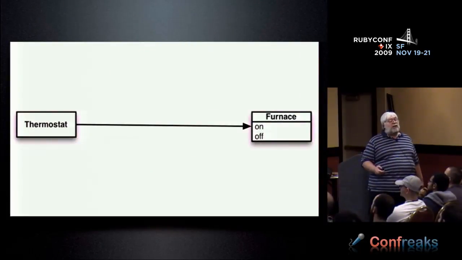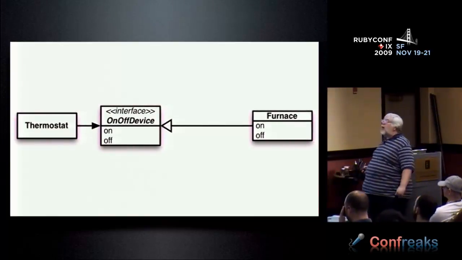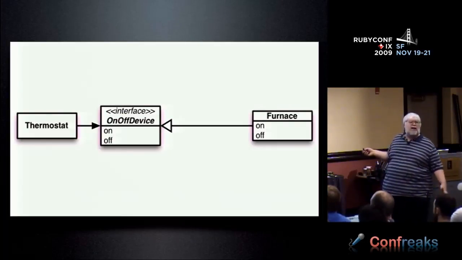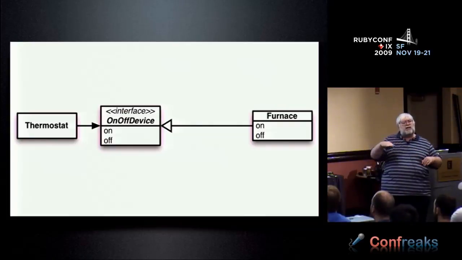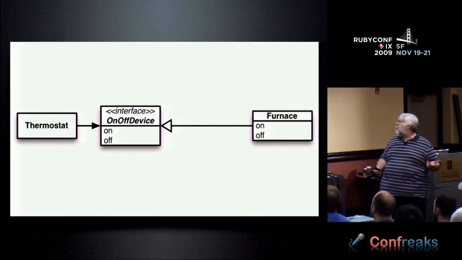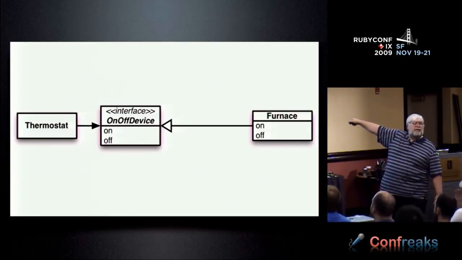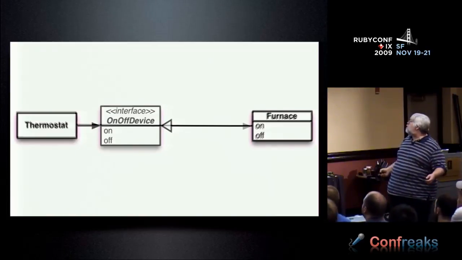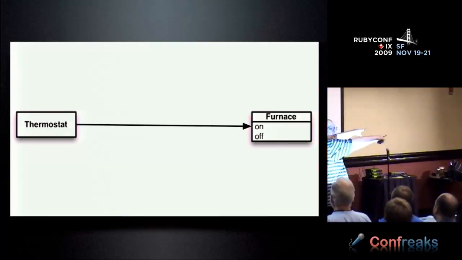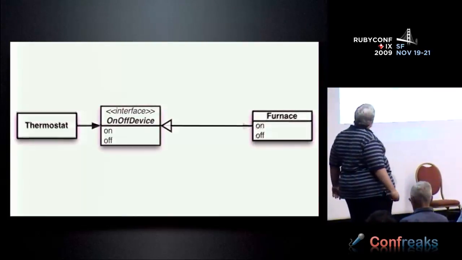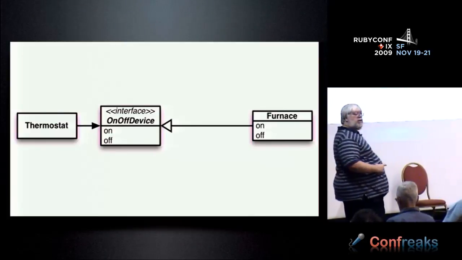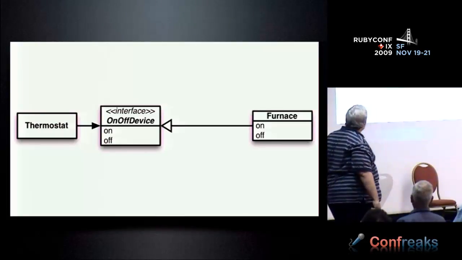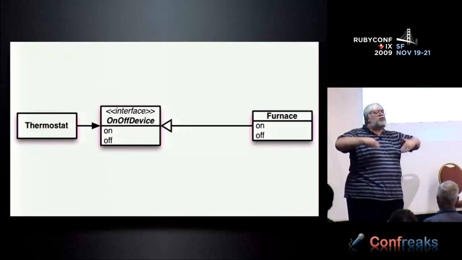What we want to do instead is to introduce an interface between the two. And we'll call this an on-off device. Now, the thermostat uses the on-off device, which is just an interface. And if you're not familiar with Java, interfaces are just method signatures with no implementation. Okay? And then furnace implements on and off, and it inherits from the on-off device. So here's your inheritance dependency. Here's your using dependency. And notice that the original one had all your dependencies going this direction. And the new code has dependencies going the other direction, this way. Turn towards the audience when I say that. This way. Therefore, dependency inversion, we're changing the direction of the dependencies.